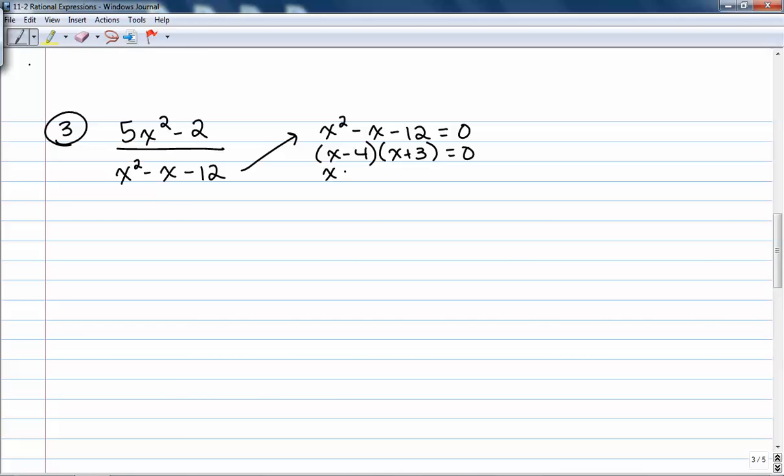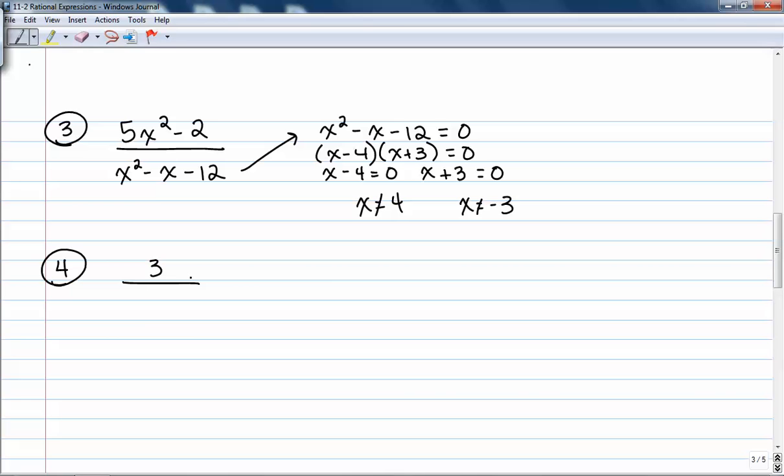So each of those equals 0. So x equals 4, and x equals negative 3. In this case, I have two excluded values. If x is 4, my denominator is 0. If x is negative 3, my denominator is 0. And let's take a look at one more example of this.